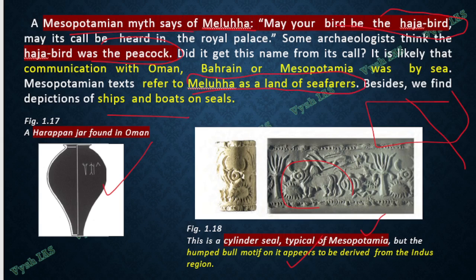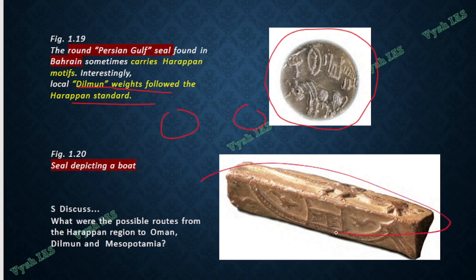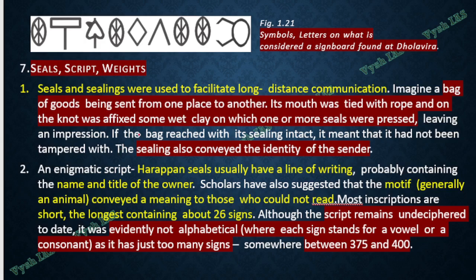So these are the different important pieces of factual information you have to know. Then there is a round Persian Gulf seal. Persia means the current Iran region, and Dilmun is the Bahrain region. Dilmun weights are also found, and they follow the same standard as the Harappan standard. Meaning the seals and weights you are using here, the same thing you are finding in Bahrain also, of that timeline. And here another seal is there depicting a boat. Like that, any information which they could connect with different places, they are connecting, and that's how they conclude all this.